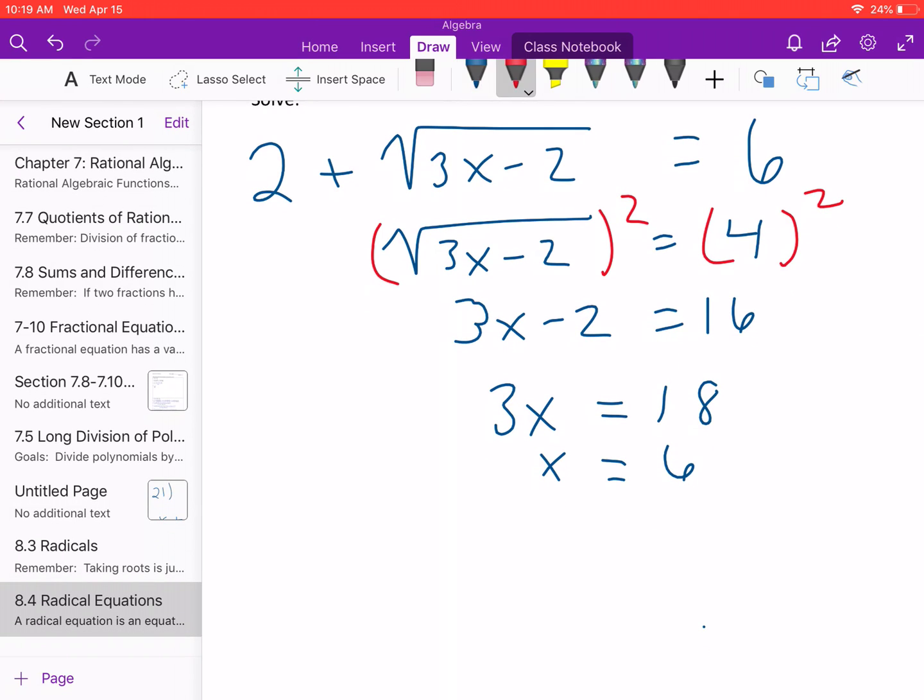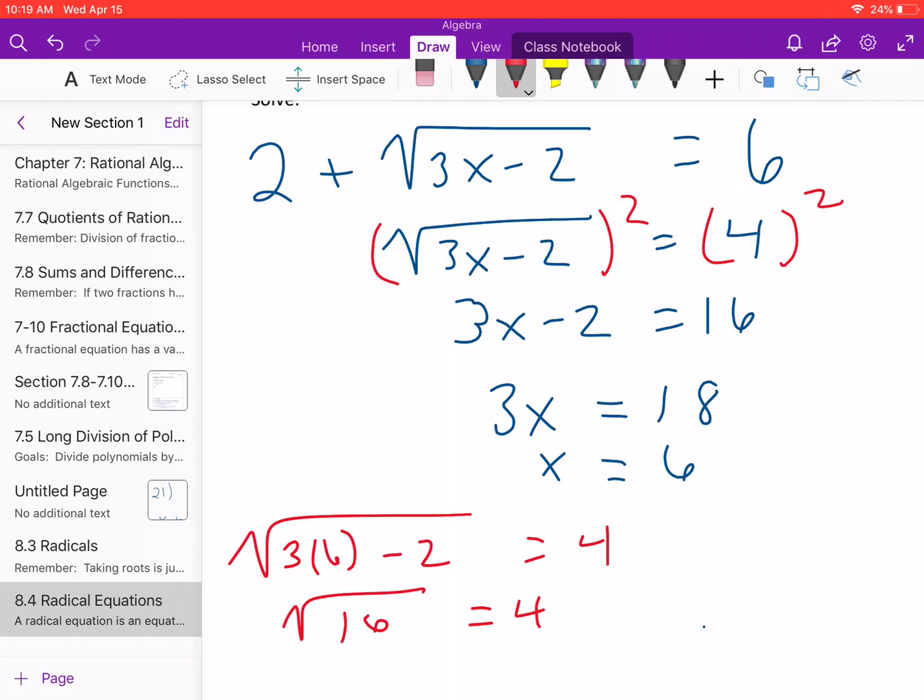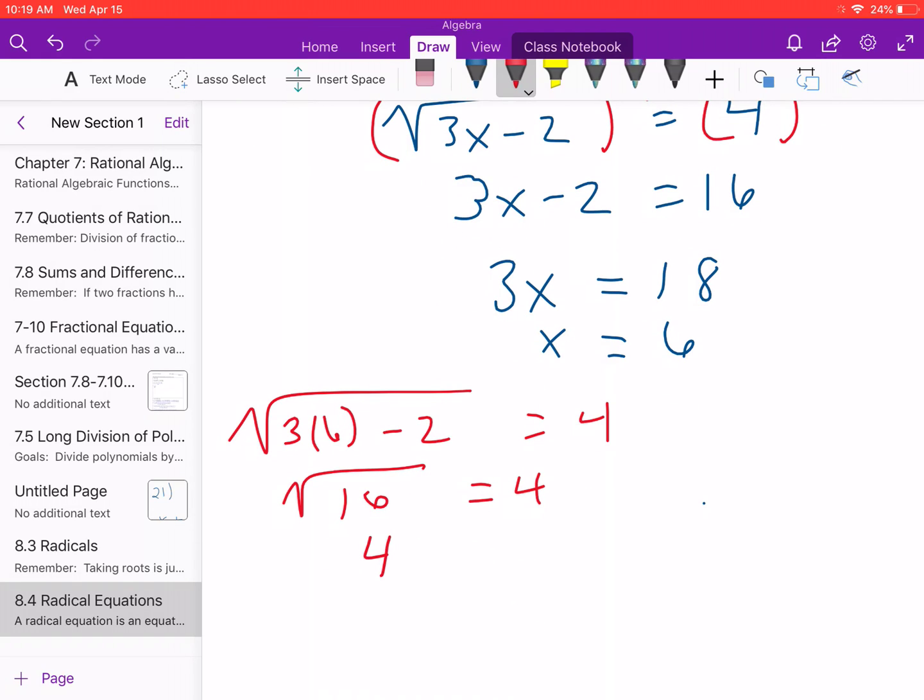When we plug 6 back into the original equation, we will have the square root of 3 times 6 minus 2 equals 4. The square root of 16 equals 4. And the square root of 16 is 4. 4 equals 4. So therefore, our solution can be written as follows, just a 6.